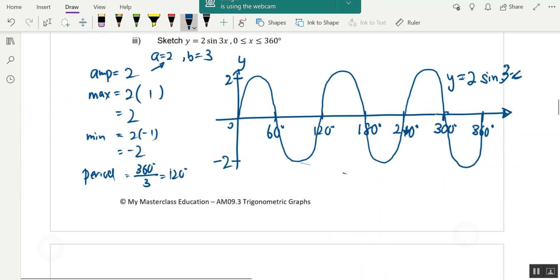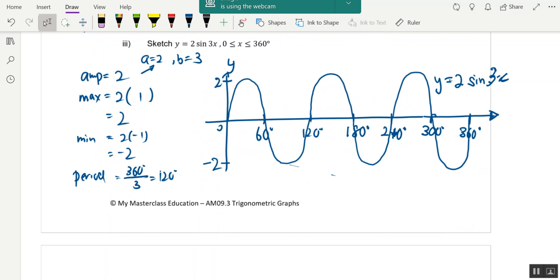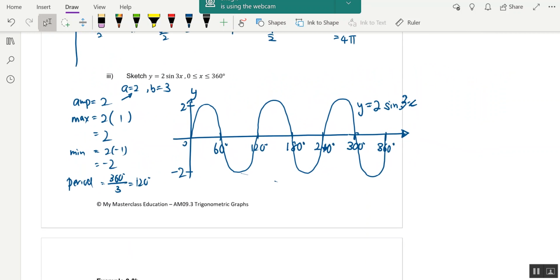So when you have to complete 3 cycles, or when the period is 120, make sure you split your graph correctly and do not just follow the 90, 180, 270 way. So next we are going to do the cosine graph with transformation.